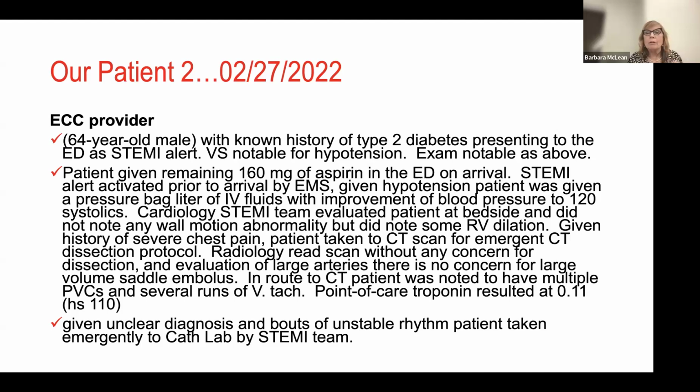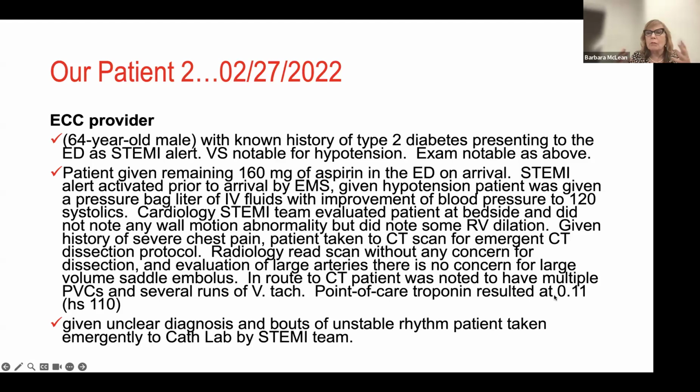The cardiology team came to look at the patient, didn't note any severe wall motion abnormality while doing a POCUS or an echo, but they did notice that the RV looked dilated. Because he was having severe chest pain, they wanted to be sure that he wasn't dissecting his aorta. Seems like there was no concern for that. No concern for embolism. On the way to CT, he had multiple PVCs and several runs of VTAC, and his point of care troponin was 0.11. Okay, so that was really, really important.